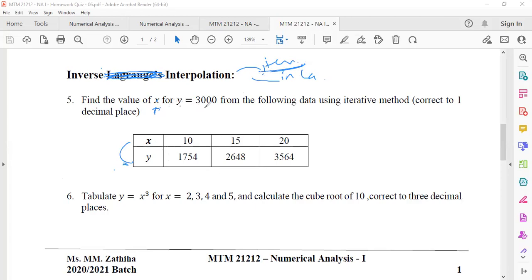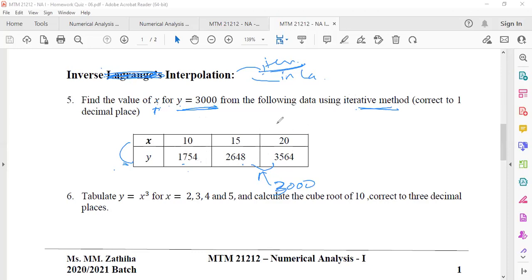For y equal to 3000, from the following data, using the iterative method. So they already asked you, and you have to know this is regarding the inverse process. See here, if y is equal to 3000, what is the x value? This is the question. In this table we have 10, 15, 24, 1754, some numbers, but 3000 lies between these, isn't it? So somewhere between 15 and 20, we will find the answer. So let's check it.